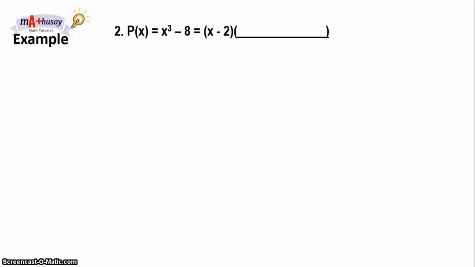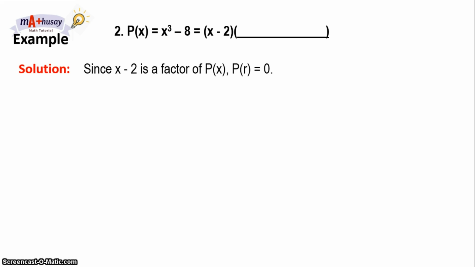Number 2. We have p of x equals x cubed minus 8, and it's equal to x minus 2 times blank. So we know that x minus 2 is a factor of x cubed minus 8. We will use the concept of the remainder theorem and synthetic division as well. If x minus 2 is a factor of p of x, then the remainder will be equal to 0. So we use synthetic division to divide p of x by x minus 2.